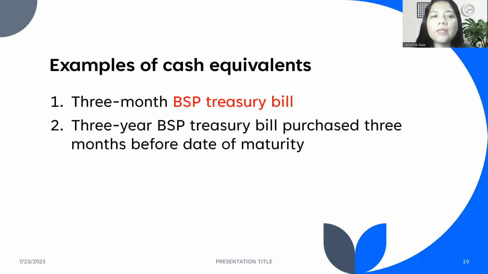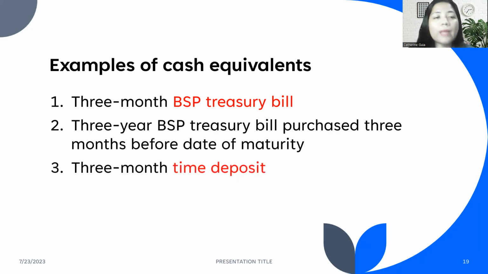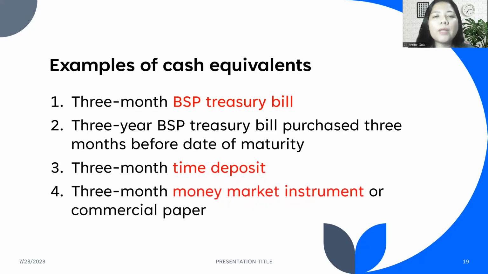However, it was purchased 3 months before date of maturity. Again, take note that even if the original term is more than 1 year, but if it's purchased 3 months before date of maturity, then that's part of cash equivalents. What else? 3-month time deposit and 3-month money market instrument or commercial paper.